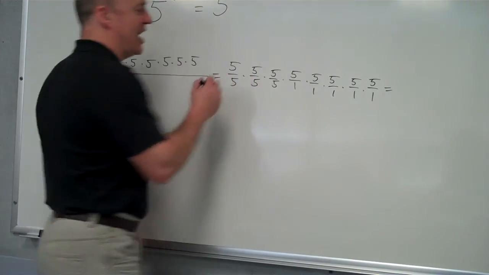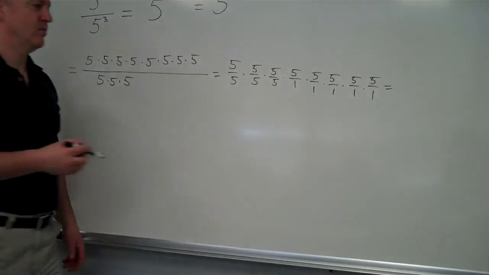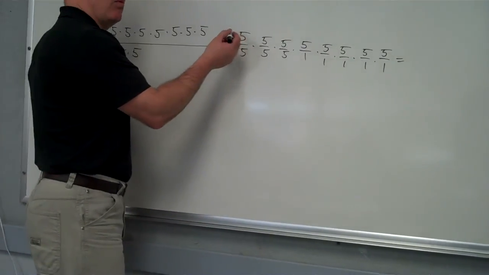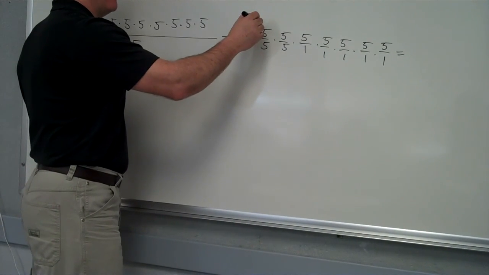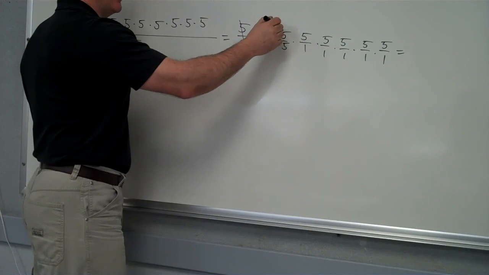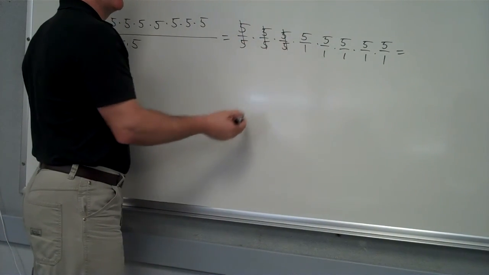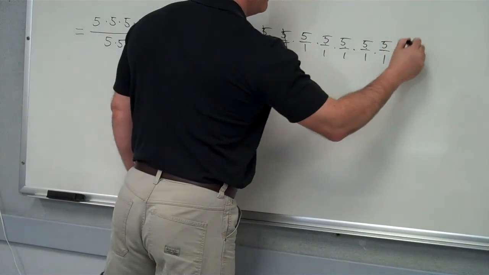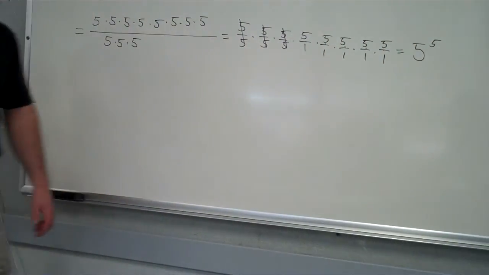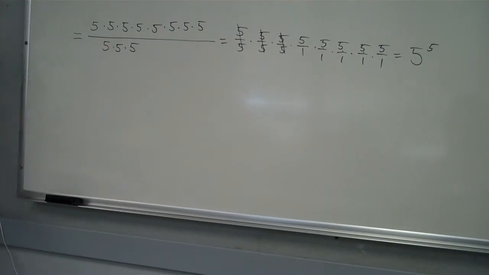So now, what is 5 divided by 5? 1. And when I multiply by 1, it doesn't change the value, so I can cross that out. What's this 5 divided by 5? Cross it out. And this 5 divided by 5? Cross it out. It is 1, so I may cross it out. And I'm left with 5 times 5 times 5 times 5 times 5, or 5 to the 5th. That's what you're doing when you're subtracting these exponents.